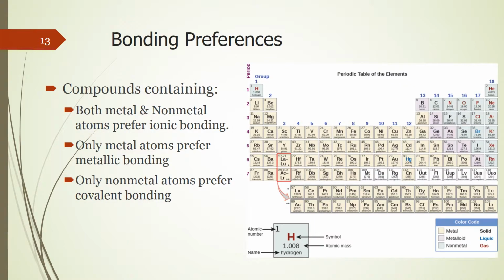Now let's talk about bonding preferences. Generally speaking, metals and nonmetals, when they bond, tend to form ionic bonds. Once again, they could be sharing, just doing a really bad job of it. Remember, metals tend to be less electronegative. They don't really want to hold on to their electrons as tightly. So it's very easy for them to become cations.